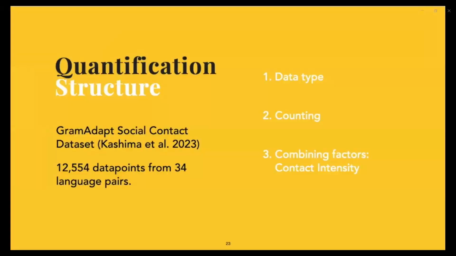So we've considered the structure of the sociolinguistic questionnaire, we've considered the sampling units, the basis of comparison, and how the data may be elicited. And we put this questionnaire out to linguist colleagues, anthropologist colleagues in some cases, and we managed to get responses for 34 language pairs, which resulted in 12,554 data points, and this is what we call the GrammarDAP social contact dataset, which is now available in Zenodo.